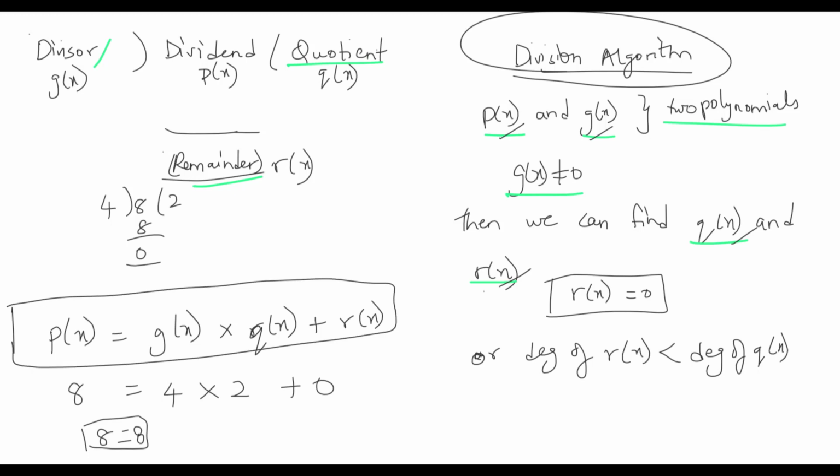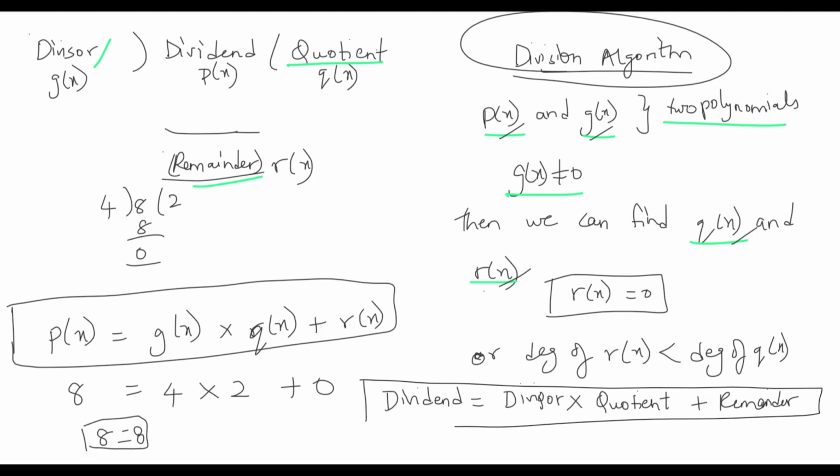Always remember that dividend is equal to divisor into quotient plus remainder. This is the result of the division algorithm for polynomials.